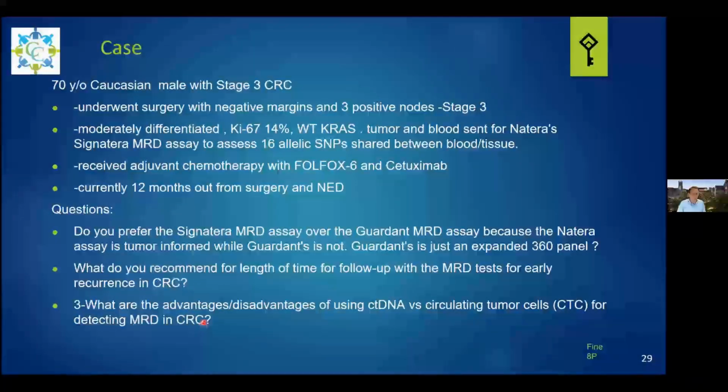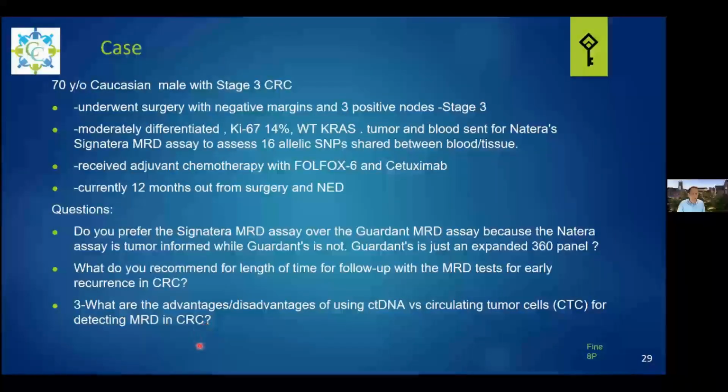What are the advantages or disadvantages of using ctDNA versus CTCs? Another great question. As a GI oncologist, I can tell you that CTCs are relatively rare in GI cancer.